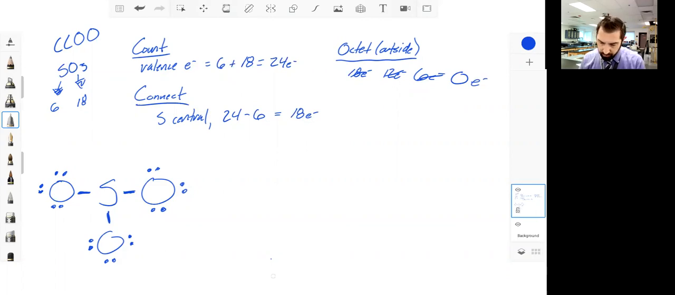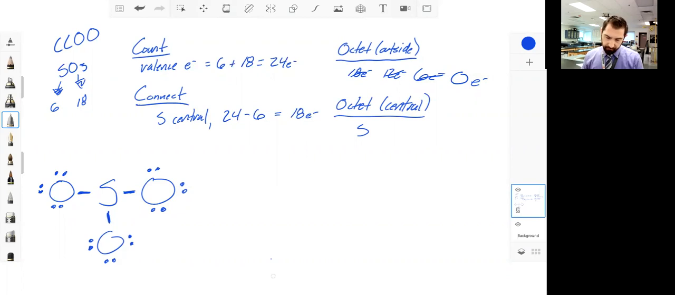For the fourth O, or the second O, the fourth step is octet. But this time we'll worry about the central atom. Always leave the central to last. So the central atom is sulfur. Sulfur wants 8 and wants an octet just like everyone else.